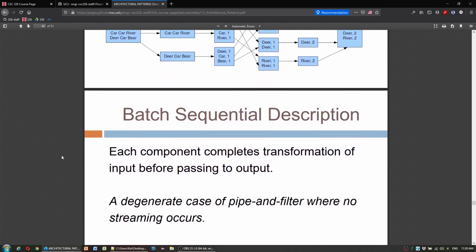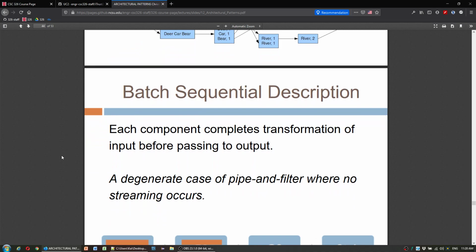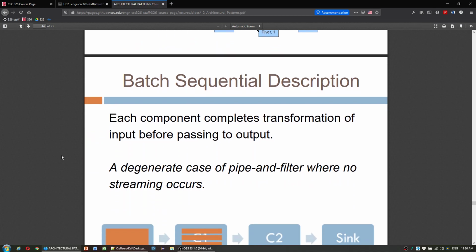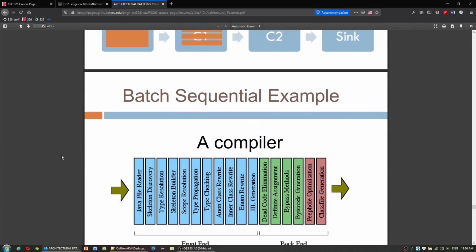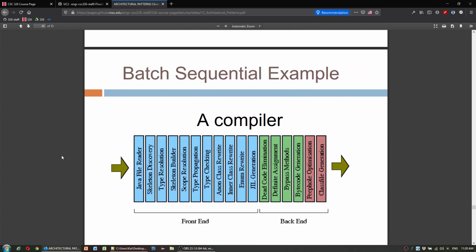So batch sequential is a type of pipe and filter where there's no streaming here. Pipe and filter in its pure sense can have all of the different filters running at the same time. So you can process a little bit of data through filter 1, send its output on to filter 2. Filter 1 keeps working on more data from the user while 2 uses the output of 1, and then you keep sending things down a little bit at a time.